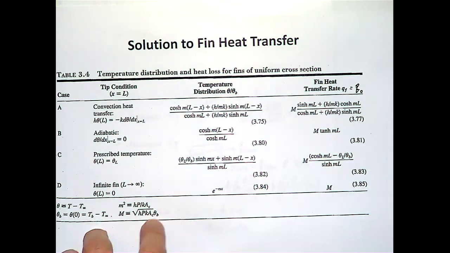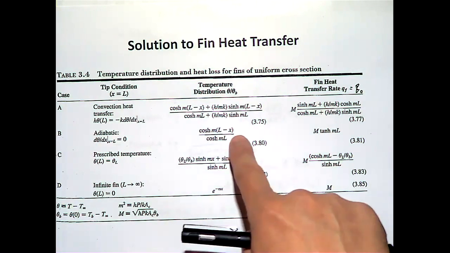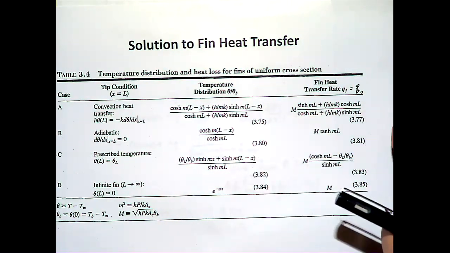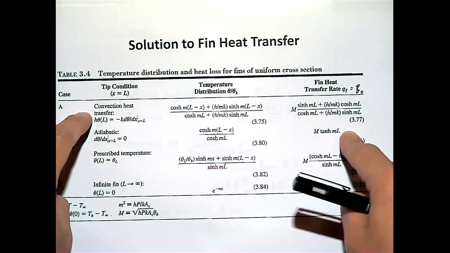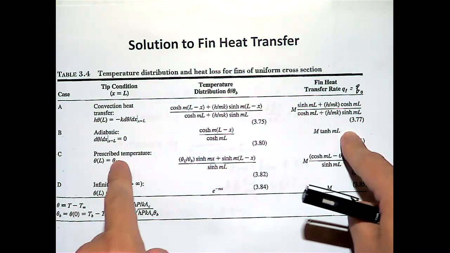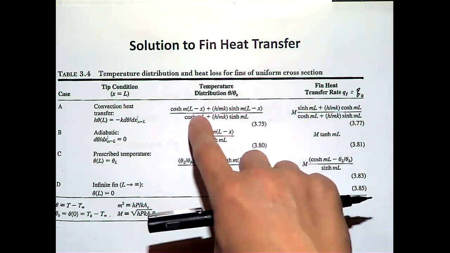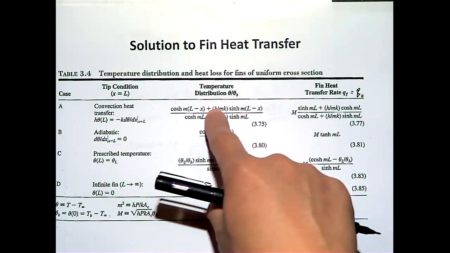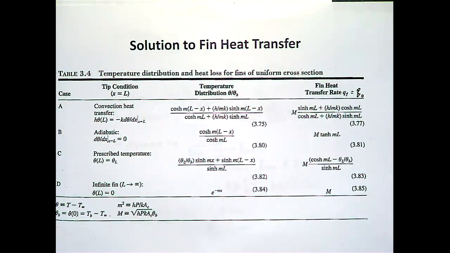That's all clear. And then you have the adiabatic case, where the solution is a little bit more complicated. And then the convective tip is even more complicated. And then the prescribed tip is also there. Here there are hyperbolic functions, the sine and cosine equations, which have their own definitions, which you can find if you are not familiar with them.